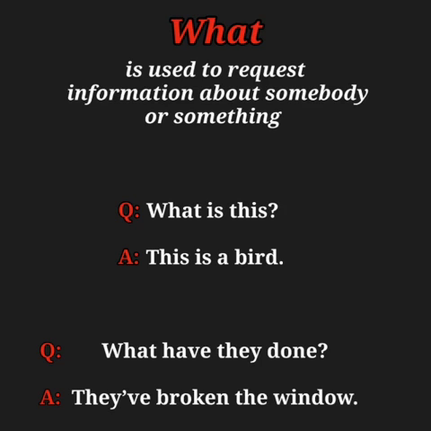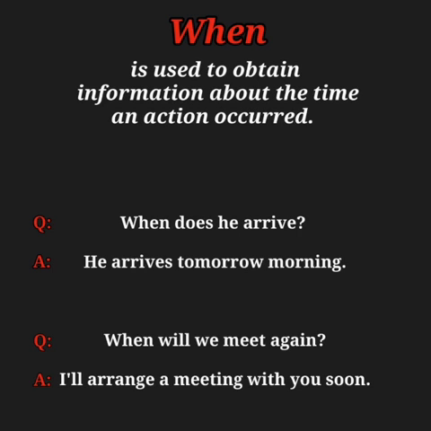When requesting information about somebody or something, we ask what. For example, what is this? This is a bird. What have they done? They've broken the window.